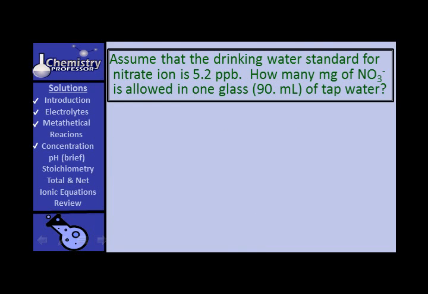Assume that drinking water is allowed to have as many as 5.2 parts per billion of nitrate ion. How many milligrams of nitrate ion is allowed in 1 glass, which is 90 milliliters of this tap water? Well, we start with our 90 milliliters of tap water, and we know that since it's one of these super dilute solutions, we can use the density of water, and this gives us 90 grams of solution.